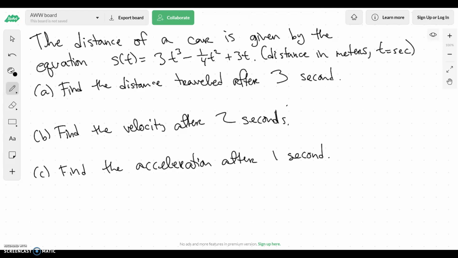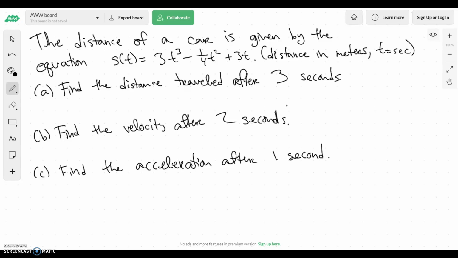Okay, so we have the distance of a car given by the equation s of t is equal to 3t cubed minus 1/4 t squared plus 3t. Here our distance is measured in meters and our time is measured in seconds. So the first thing that we want to find is the distance traveled after 3 seconds.